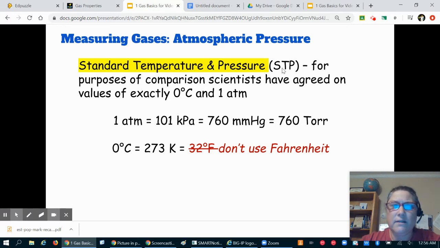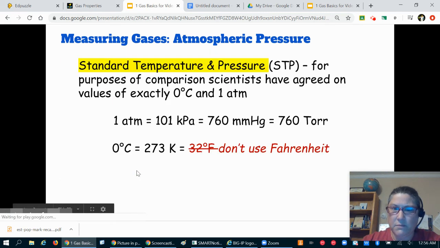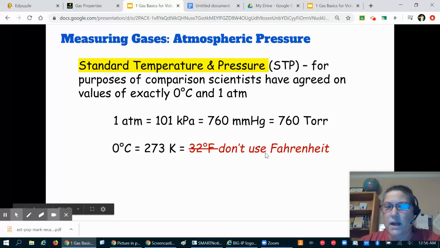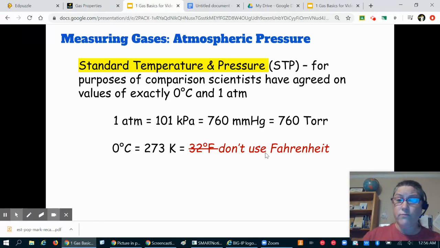Another idea about standard temperature and pressure is remembering that STP is 0 degrees Celsius, which is the same thing as 273 Kelvin. And for some of our calculations, you're going to need to convert. Don't use Fahrenheit. There is a way to do it, and if you go to engineering school, they'll teach it to you because Americans still use Fahrenheit. But that's just not right now. We're going to do it the easy way. We're going to use metric.